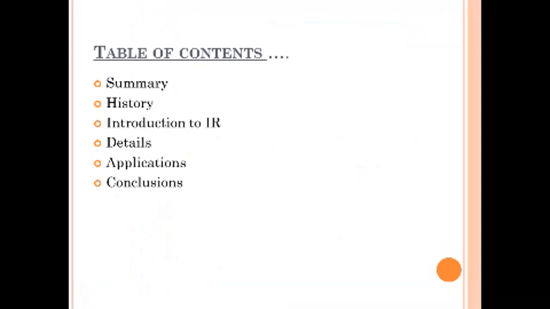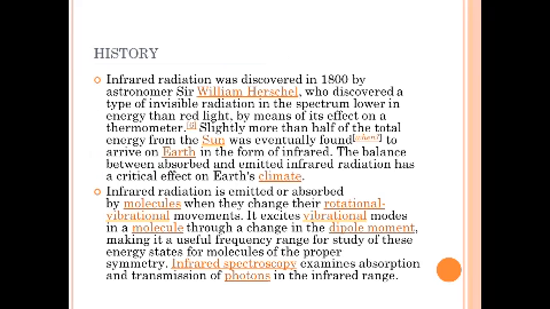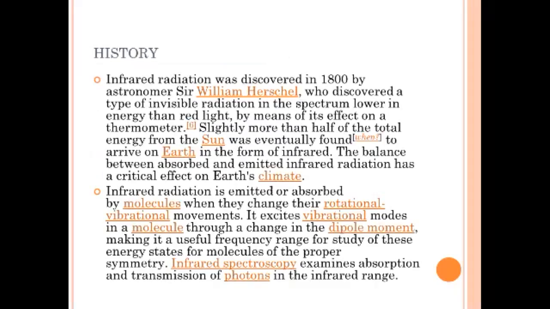Here is the table of contents: summary, history, introduction to IR, details, applications, and conclusion. Starting with the history, infrared radiation was discovered in 1800 by astronomer Sir William Herschel, who discovered a type of invisible radiation, the spectrum lower in energy than red light, by means of its effect on a thermometer.